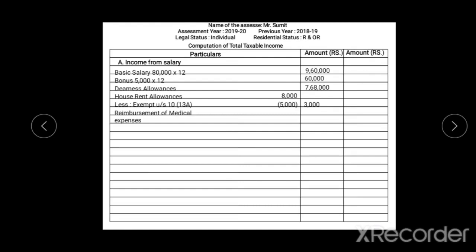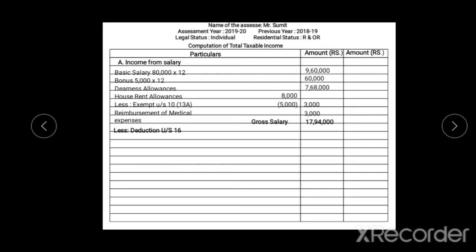Next, reimbursement of medical expenses. So again I explain, from the assessment year 2019-20, reimbursement of medical expenses is fully taxable. Okay. So next, after recording all the amounts under the head income from salary, what are we getting? We are getting the gross salary. And what is the gross salary? Adding all these amounts, we get the gross salary, and the amount is 17,94,000.